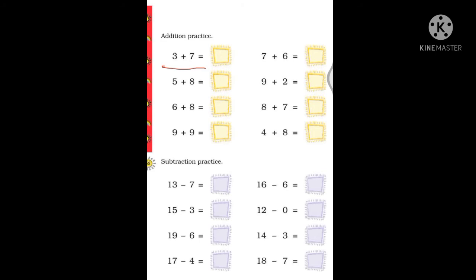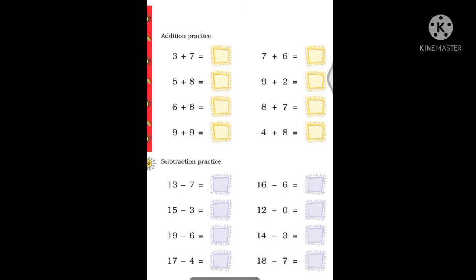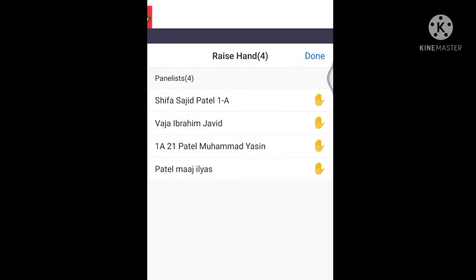First is 3 plus 7. So students, if you are doing 3 plus 7, what do we get? If you count after 7 for 3, so after 7: 8, 9 and 10. What do we get? Answer 10. So here in the box we have to write down answer 10. Everyone write down answer 10.